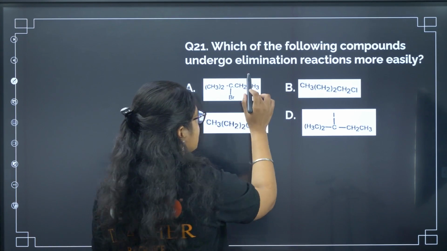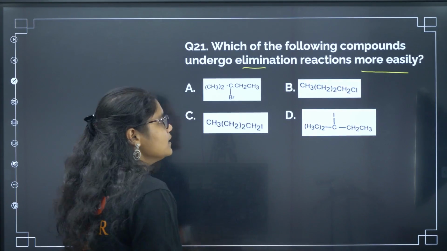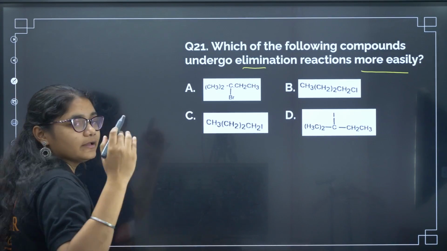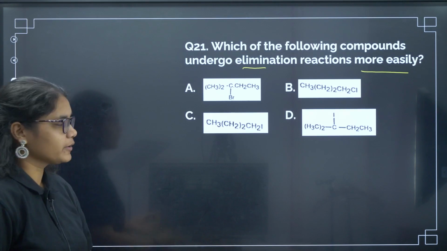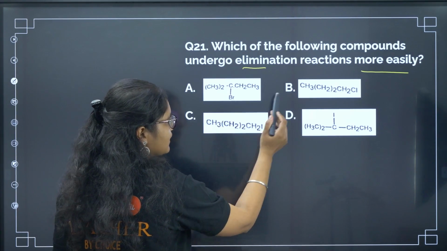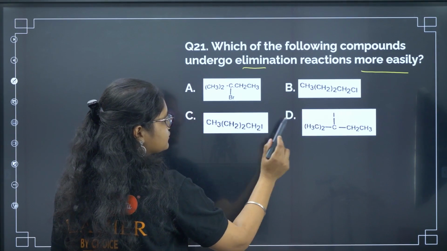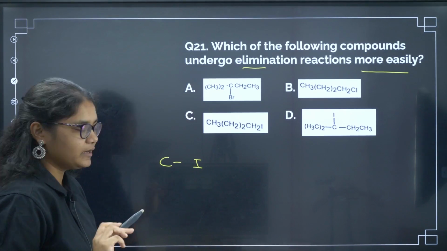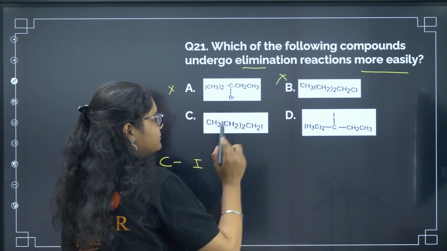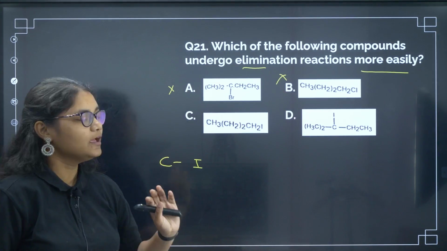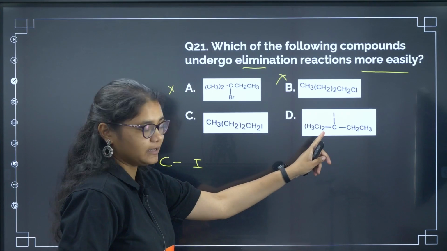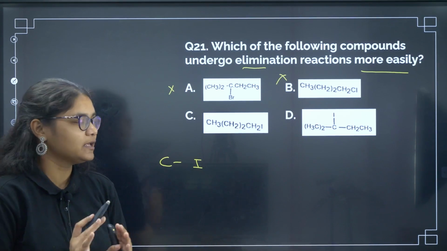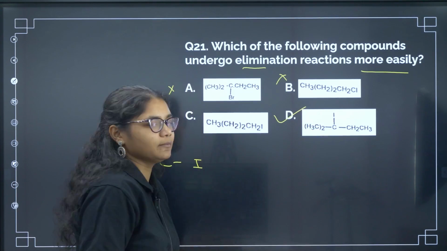Which of the following compounds undergo elimination reaction more easily? So in elimination also we should check the stability of carbocation and how easily the bond can break. Here the bond is breaking between C and Br, here it is CH2Cl, here it is CH2I, and here it is C-I. So obviously C-I bond breaking is very easy, right? So we can eliminate option A and option B. Now seeing option C and option D, the C-I bond can break here, but after breaking we'll get a tertiary carbocation here. Here we'll get a primary carbocation. So the correct answer for this question will be option number D.